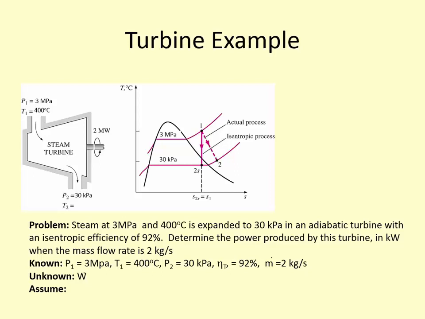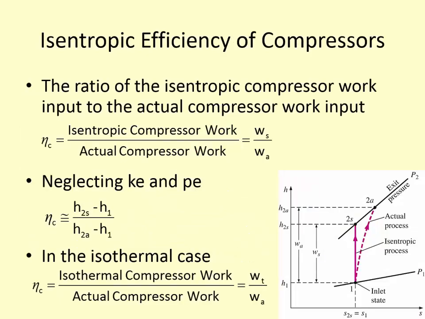So when you're solving these problems, you have to be very careful about defining your states, because there's 3 states here, not just 2. The initial state is the same for both, but the final state will be different. One will depend on whether or not it's isentropic, meaning the entropy doesn't change, and then the other one will be the actual output of the turbine, which is an increase in entropy.